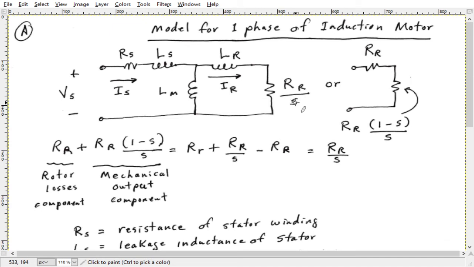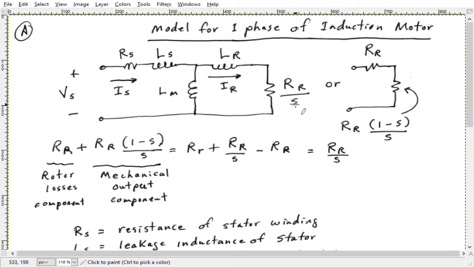At slips that are really small, close to the synchronous speed, for 0.02, this right here is going to be around 7.2 ohms. So here you're not going to have as much current as you had when the slip was 1, but it's going to be more than it was if the slip was 0, because remember, if the slip was 0, this would be infinite and you'd have no current.